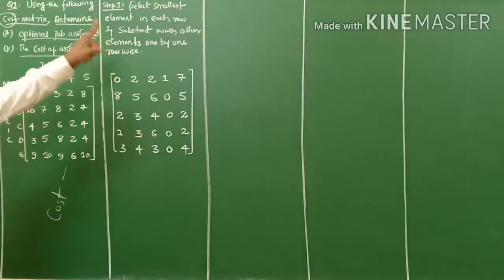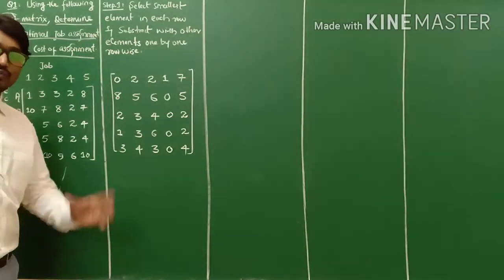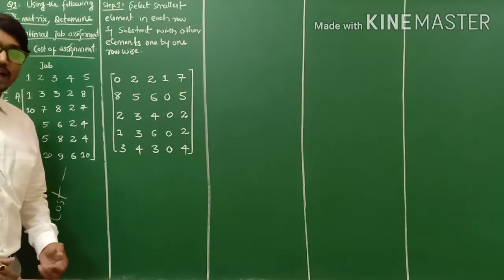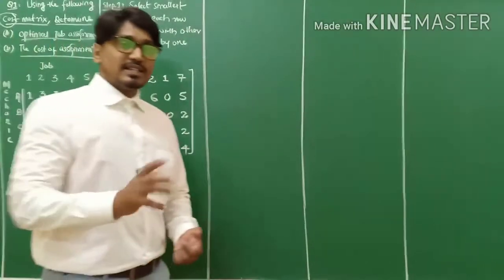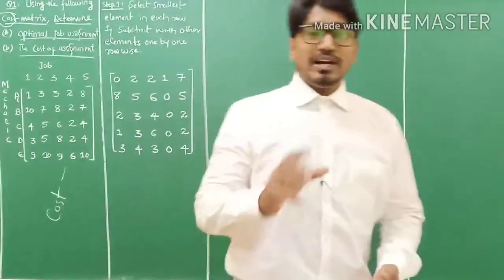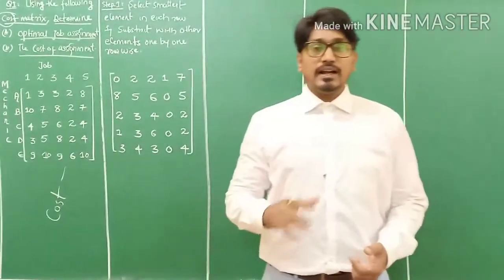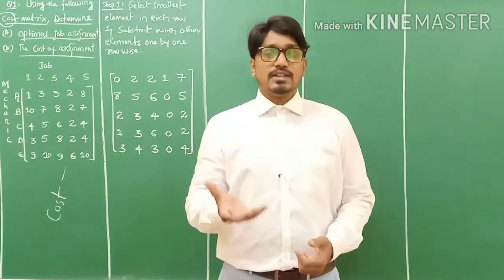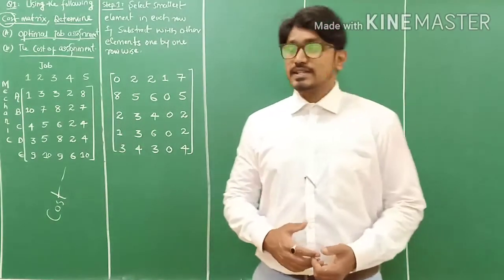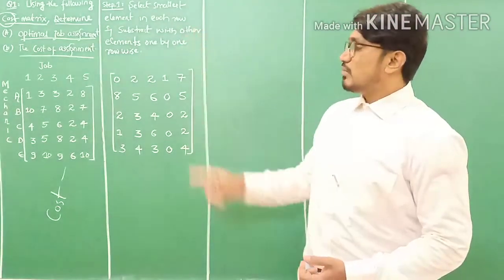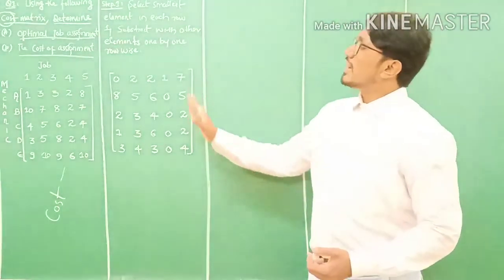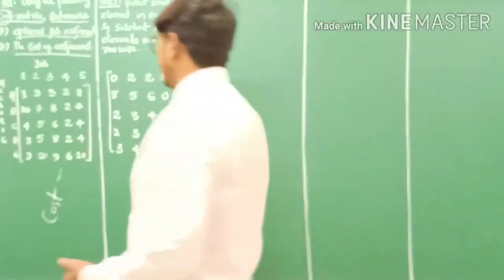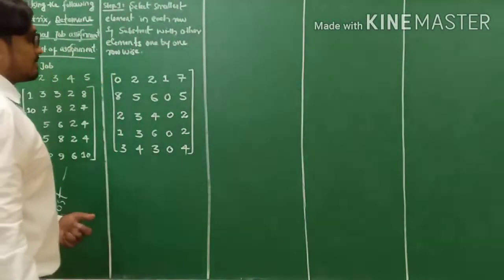So this is how we follow step number 1 of the Hungarian method procedure, after condition number 1 and condition number 2. What is condition number 1? You have to prepare a square matrix, and your cost matrix must be a square matrix. After that, you follow step number 1. This is step number 1, like this you complete. Next up, step number 2 you have to follow.